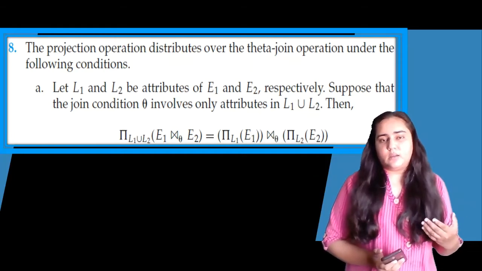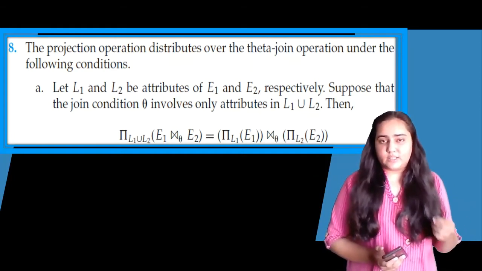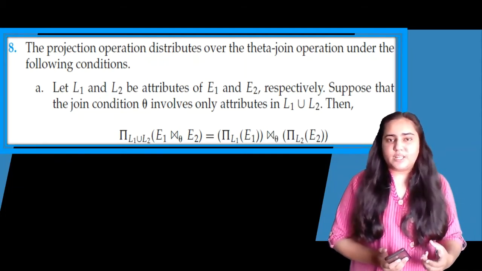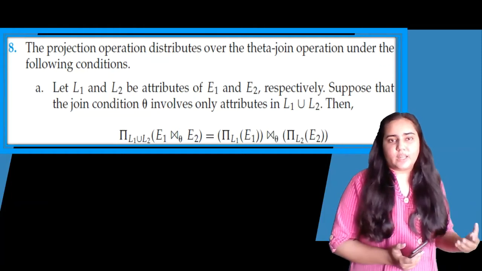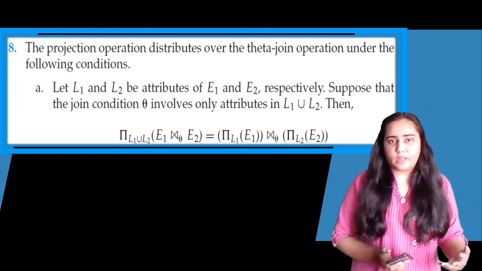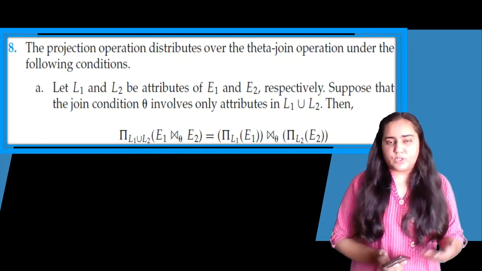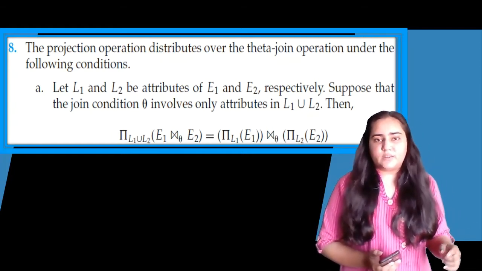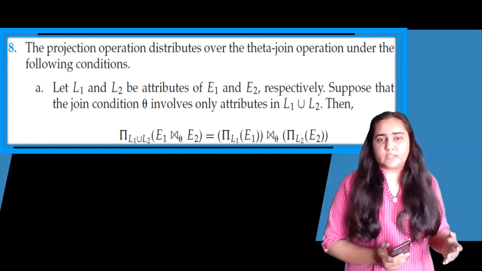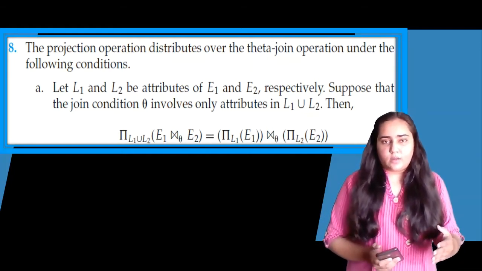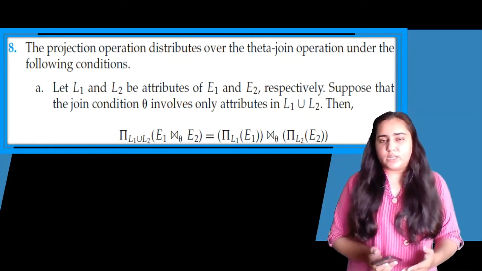That means when I'm writing a theta join, then in that theta condition, all the columns that are used are only the columns that are present in either L1 or L2 or both. So in that case, I can again distribute the pi operation in this manner. You can see there is a pi operation on the left hand side. There's a pi operation that says L1 union L2 on E1 theta join E2.